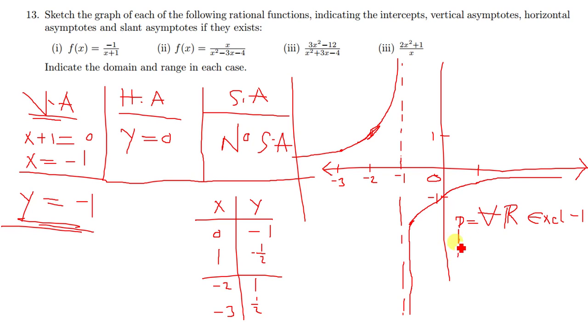So our range is just going to be equal to all real numbers excluding 0. Where have I gotten this 0? You can see where these curves are passing. There's no probability of us having a curve to pass through this point, which is 0.